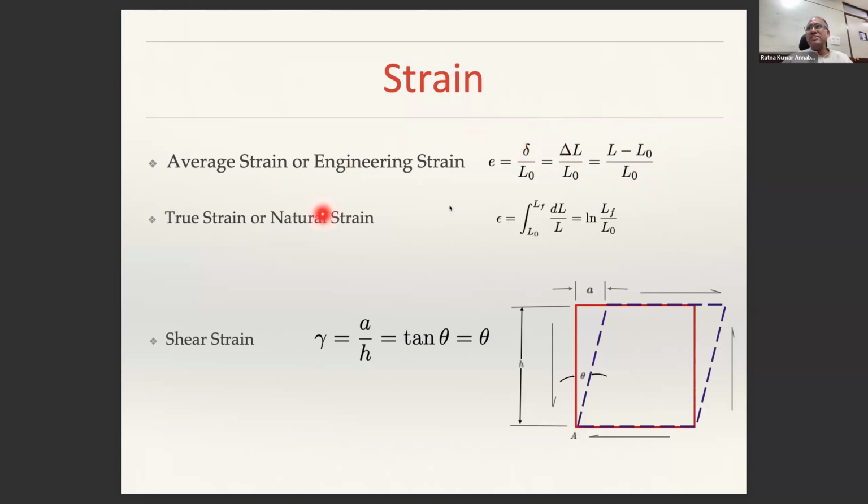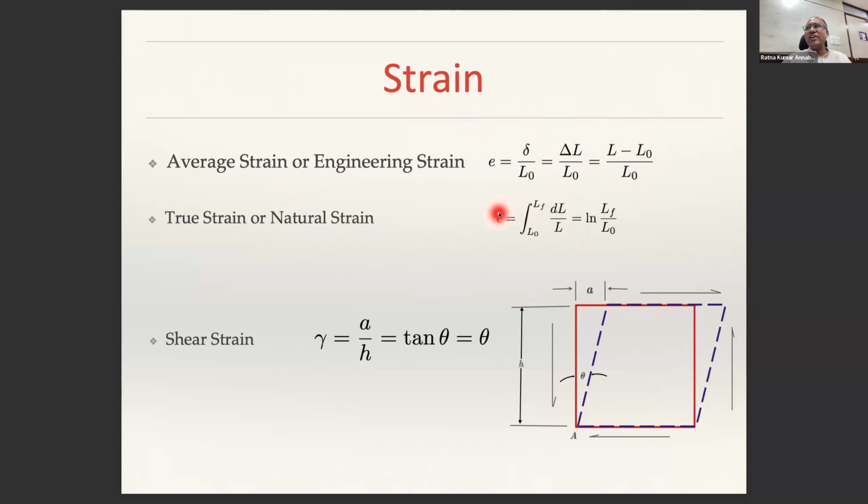Whereas true strain is defined as change in length per the current length. If you define it over an initial length, that is L naught, it is engineering strain, but if you define it over the current length, that becomes the true strain, which is also called natural strain.